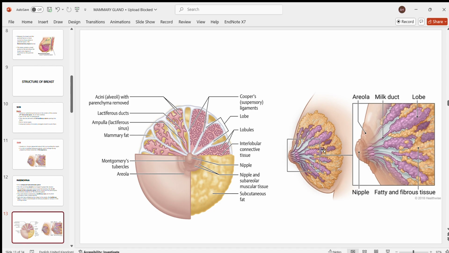In side view, we can see that these clusters of alveoli form the lactiferous lobules, and multiple lobules form a lactiferous lobe. The lactiferous lobes open into ducts. They are drained by the lactiferous ducts. The ducts show a small dilatation called the lactiferous sinus, and then it opens on the nipple.